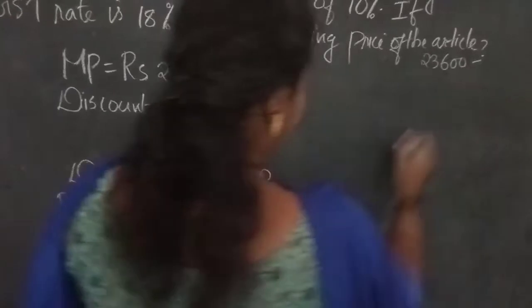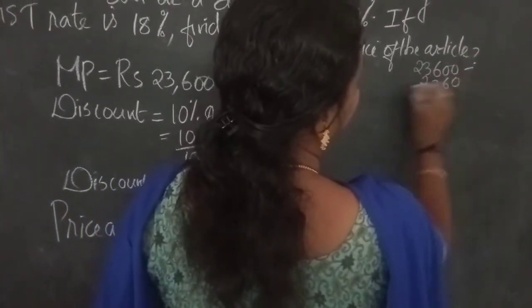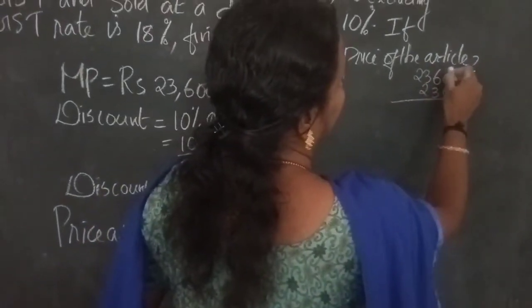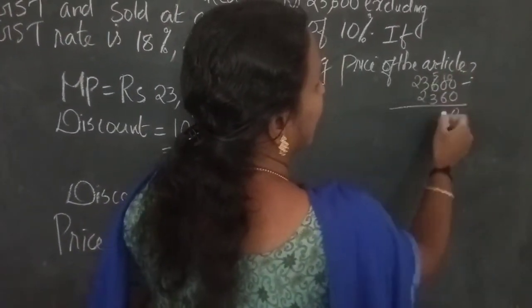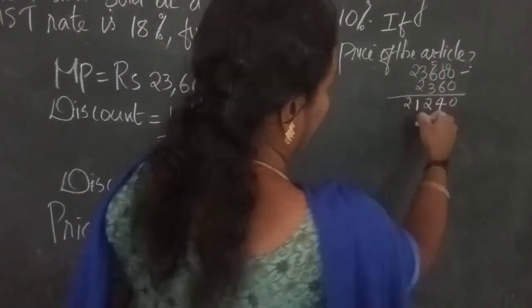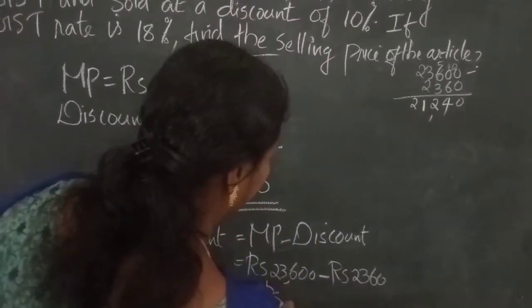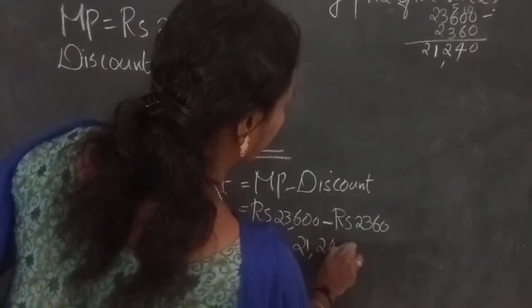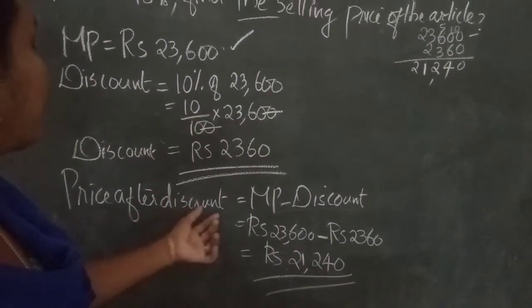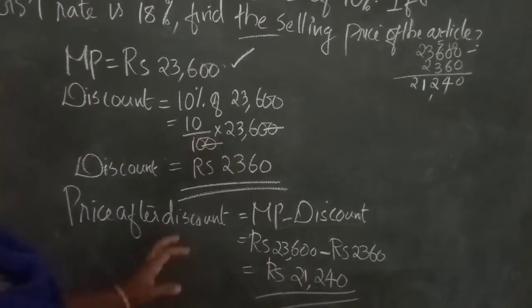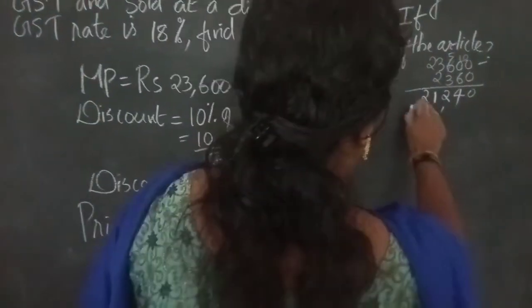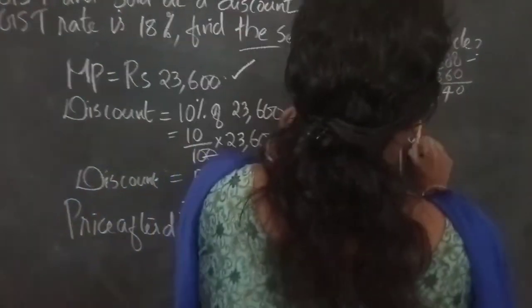So 23,600 minus 2,360. Here 0 minus 6 is not possible. So we will take here 10. Here 1 less 5. 10 minus 6 is 4. 5 minus 3 is 2. 3 minus 2 is 1. Here 1. So 21,240. So price after discount is equal to 21,240. What is more? GST will be added after the discount. Next, you have to find GST.